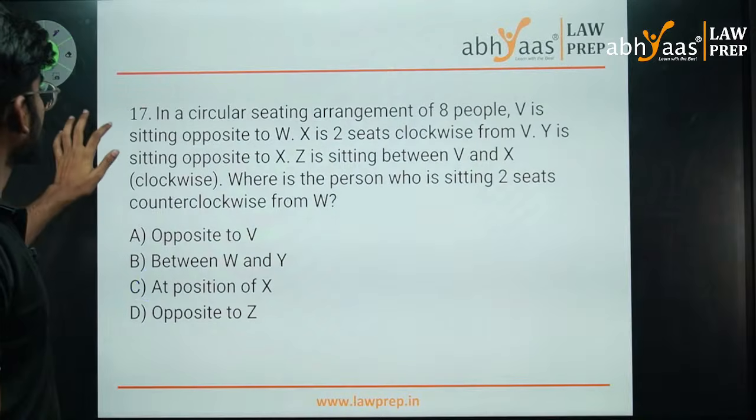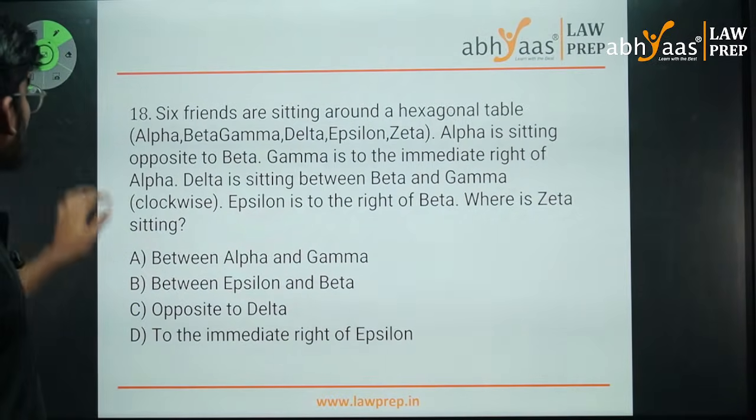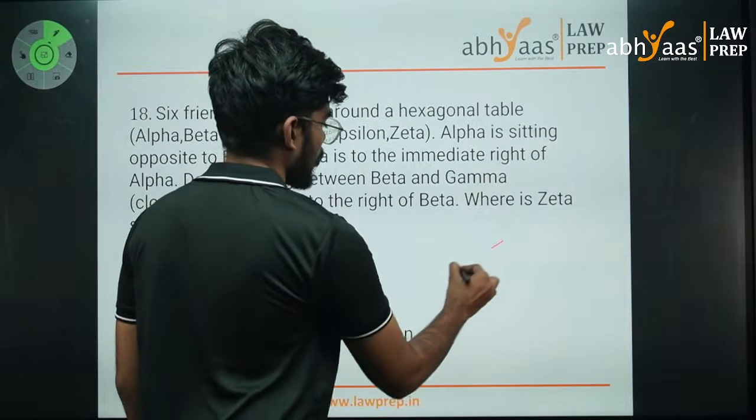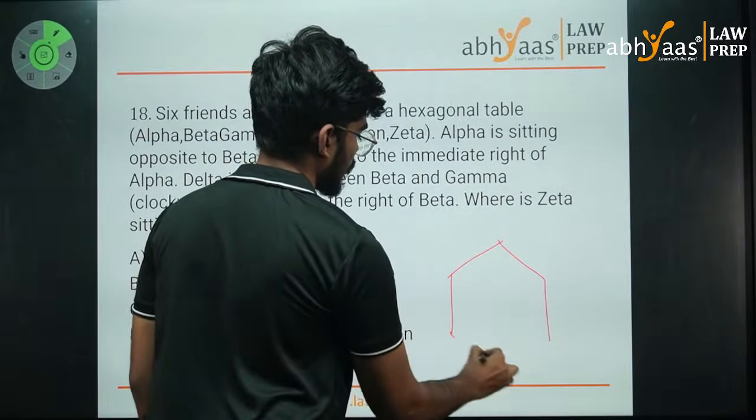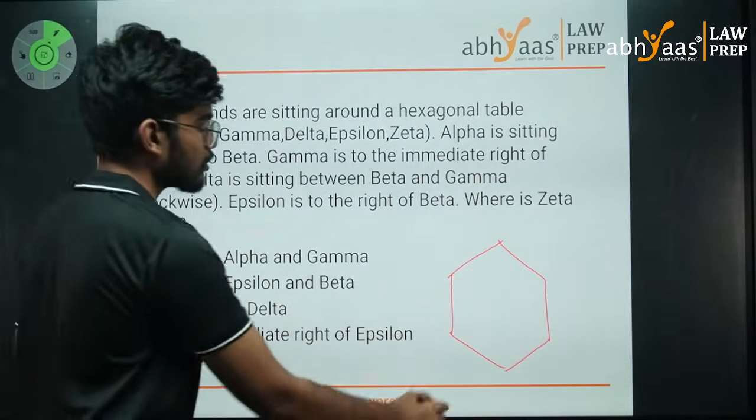Next. 6 friends are sitting around a hexagonal table. 1, 2, 3, 4, 5 and 6. Okay, alpha is sitting opposite to beta.